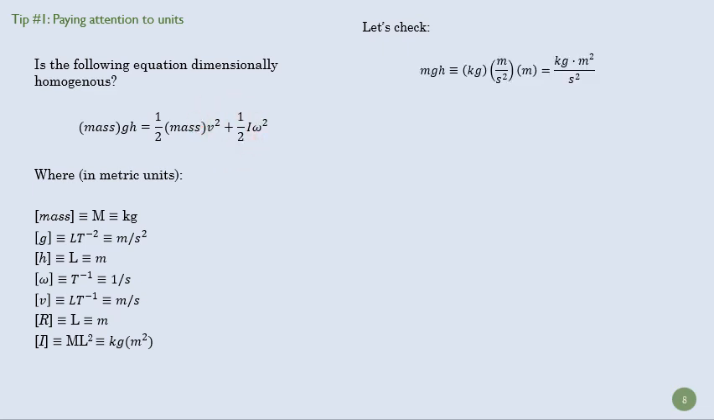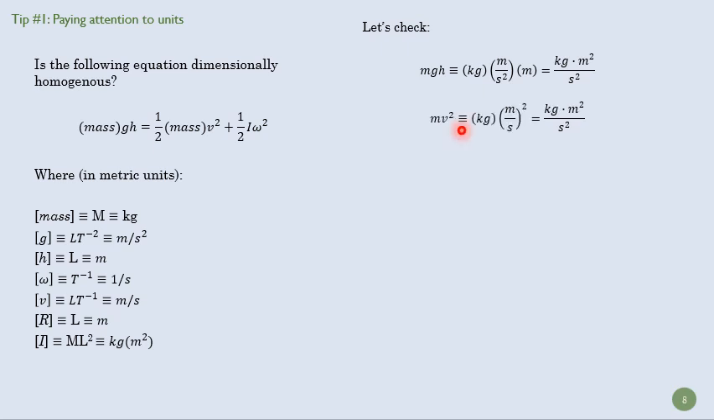So let's check here. Our first term is mass times gh. Our mass term is kilograms. Our g, if we go down here, is meters per second squared. And then h is meters. That's height. So that's kilogram times meter on the numerator, and kilogram times meter squared over second squared on the bottom. So there are our units. Not a term we're familiar with, right? As it happens, this is actually the units for energy, which we'll get to in the course of the class.